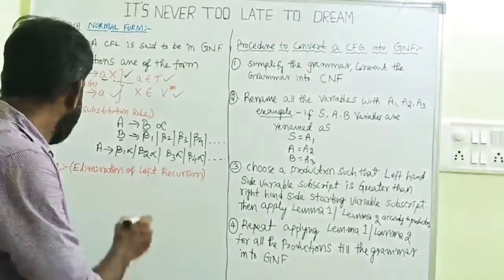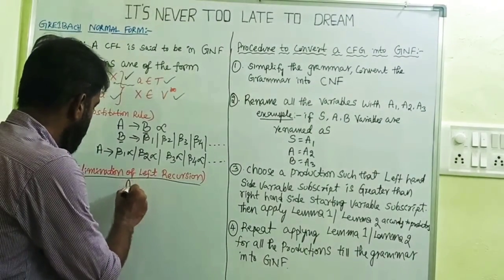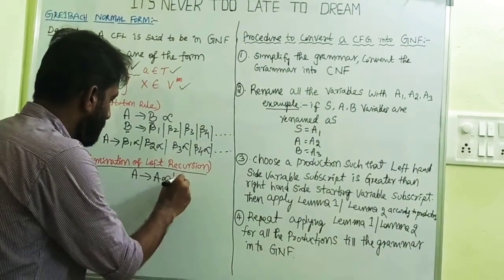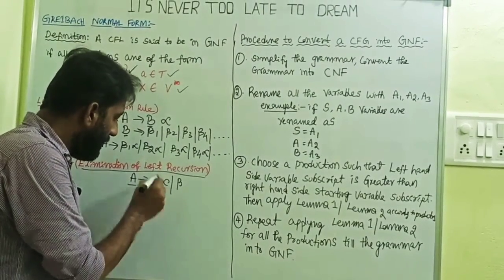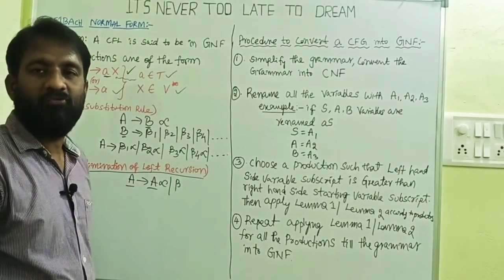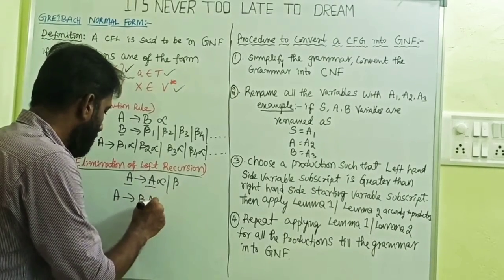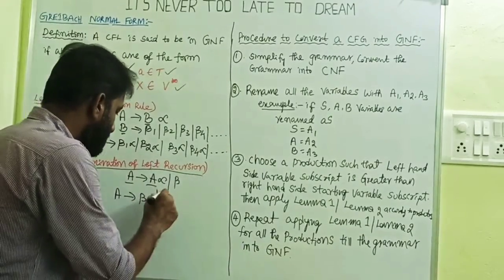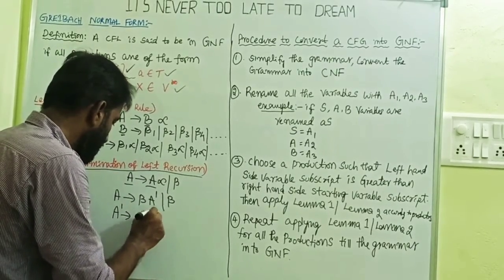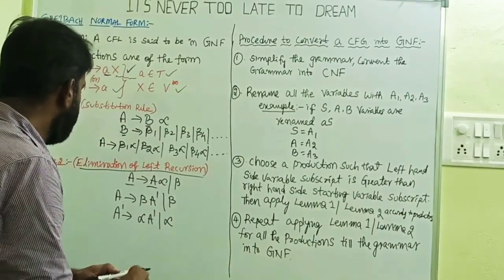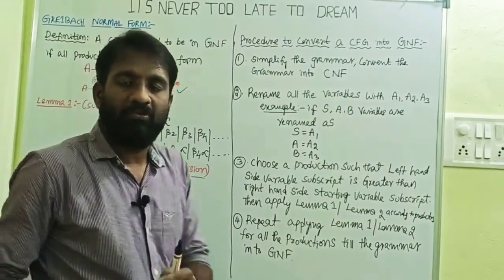The second lemma is the elimination of left recursion. Let's take a production of the form A tends to A alpha slash beta. You know what left recursion is: when the LHS variable is the leftmost variable in the RHS, it is called left recursion. How can we write the same grammar without left recursion? A tends to beta A dash slash beta, where we introduce a new non-terminal A dash, and A dash tends to alpha A dash slash alpha. This is how we can eliminate the left recursion. This is called lemma 2, elimination of left recursion.